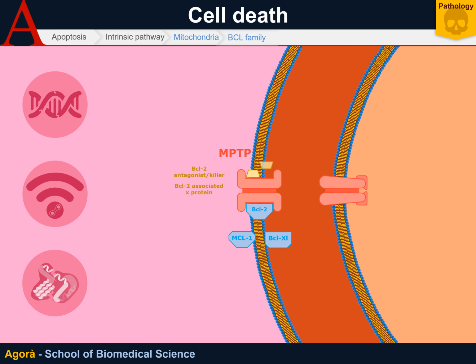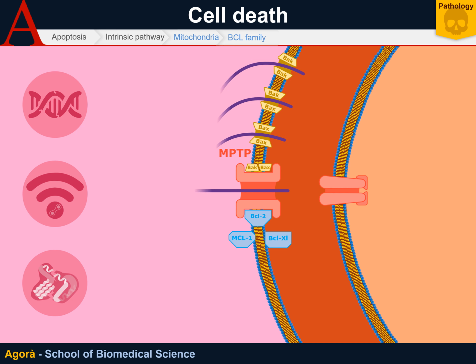Among the others are BAK, or BCL2 antagonist killer, and BAX, or BCL2 associated X protein, which were named BCL pro-apoptotic proteins. Later on, it was discovered that the main role of BAX and BAK is that of inserting themselves in the membrane, forming homodimers and heterodimers to open the channels. Outflow of cytochrome C and Diablo through BAX and BAK is more important than their regulatory action on the pore.